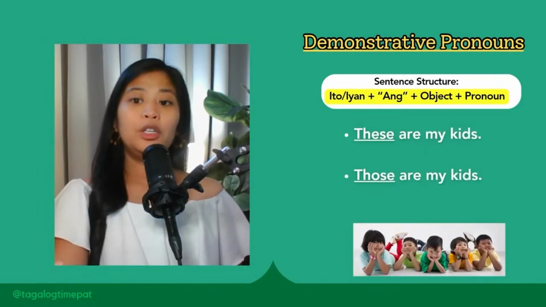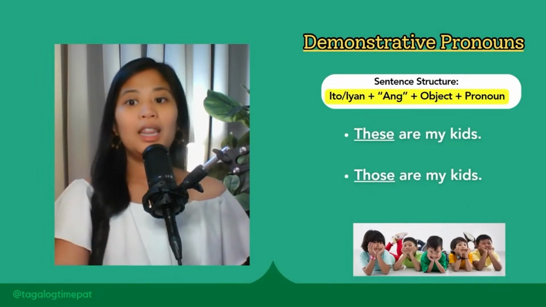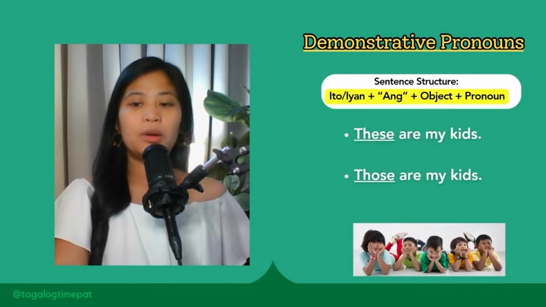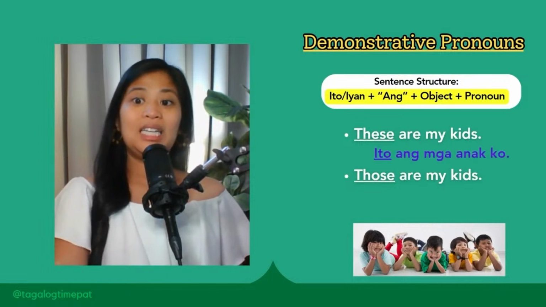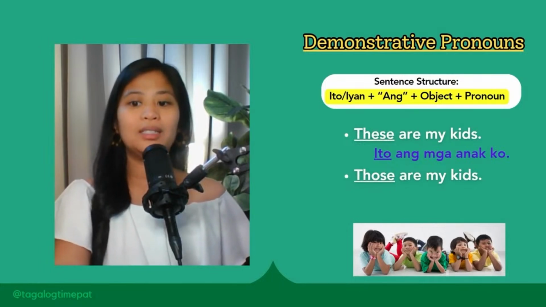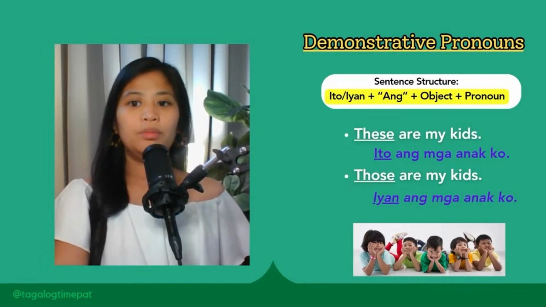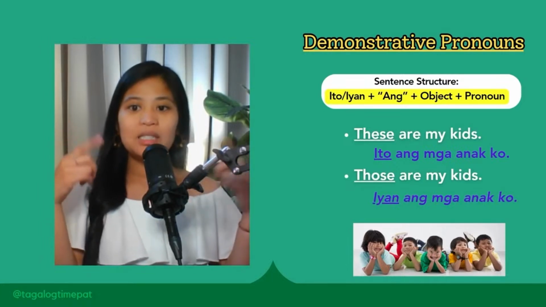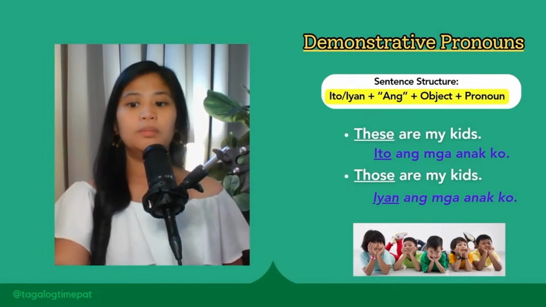And it can be used in a plural way as well. They can mean singular or plural things. So these are my kids is still ito ang mga anak ko. Those are my kids is iyan ang mga anak ko. So ito means these. Iyan means those.